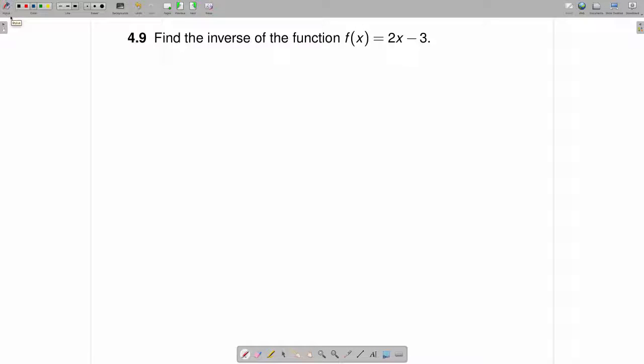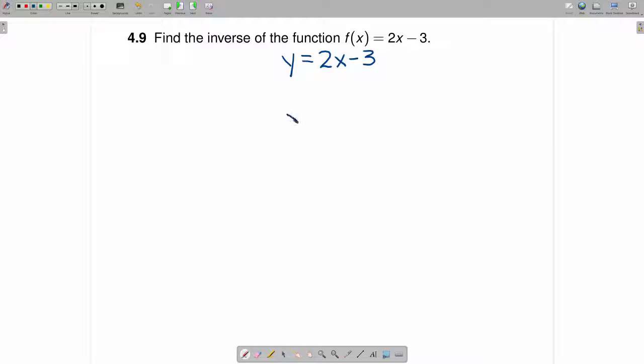Find the inverse function of f of x equals 2x minus 3. Rewrite that original function there as y equals 2x minus 3. And the first step in solving an inverse is to simply rewrite this equation swapping the roles of x and y. So x is going to get put over here and y is going to get put over here.